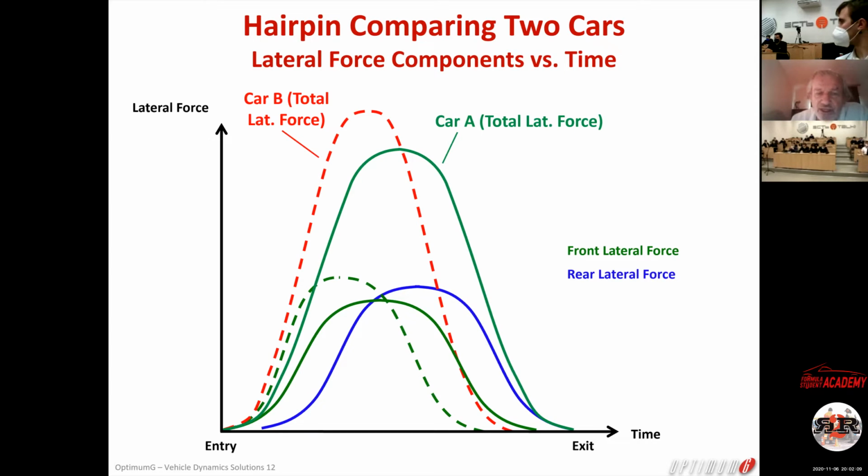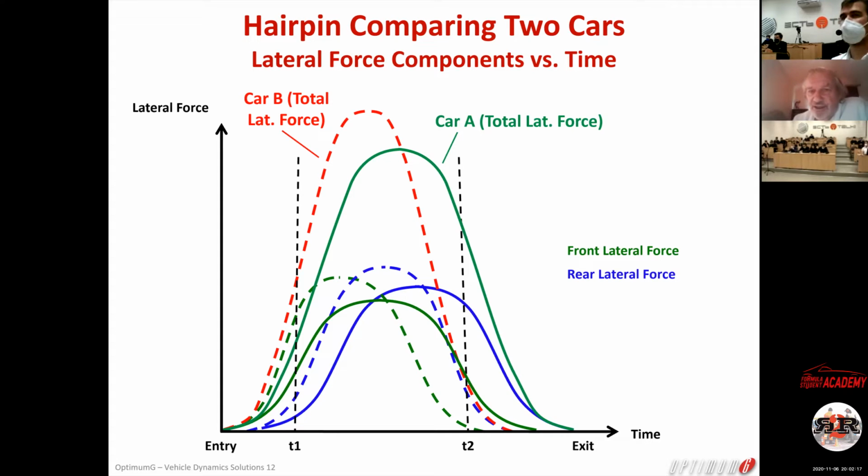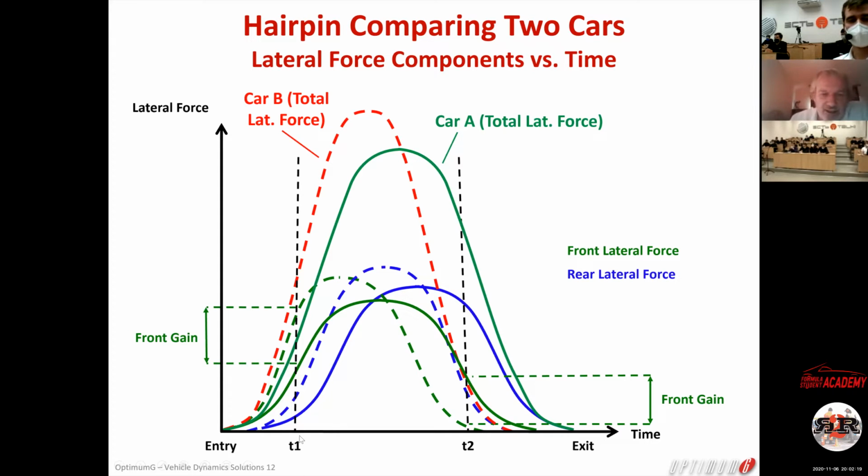Now you need more lateral force on the front and more lateral force on the rear. But if you look very carefully at the entrance of the corner, you see that you have a gain of front bigger than the gain of rear. And you see that at the exit, you have a gain of rear bigger than the gain of front. Okay, you want to go faster. If you want to go faster, you need more grip. That's clear. You need more lateral force.